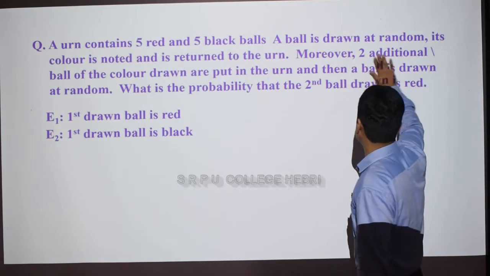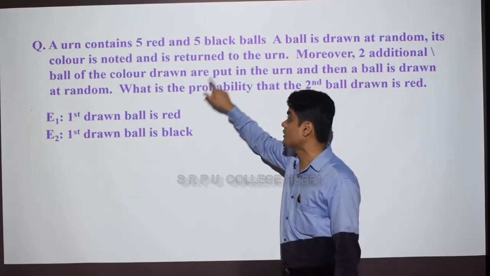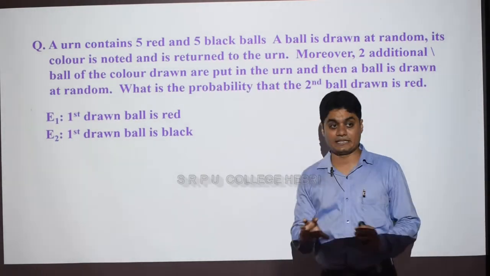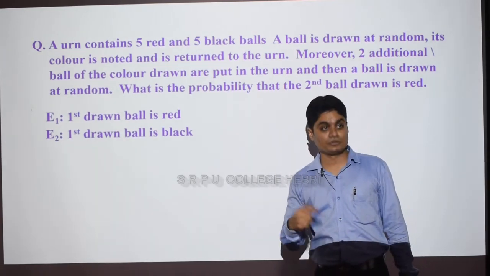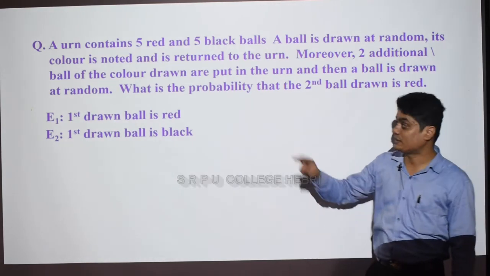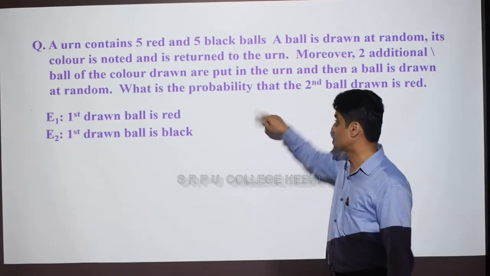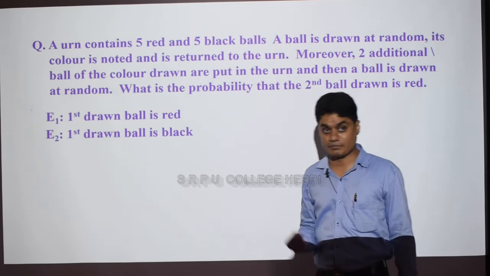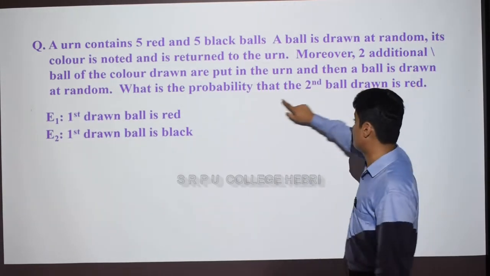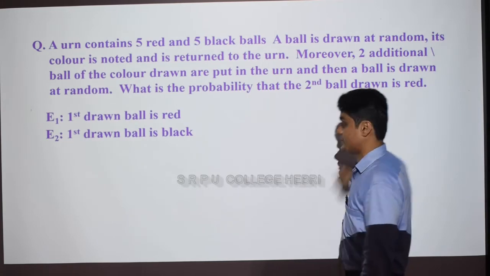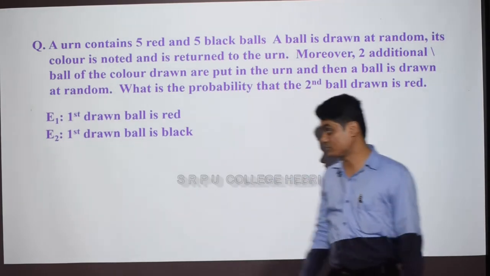Now moreover, two additional balls of the color drawn are put in the box. For example, if the selected ball is red, after selecting the red ball, two more red balls will be put back into the box. Two extra balls, okay. Then what is the probability that the second ball drawn is red?